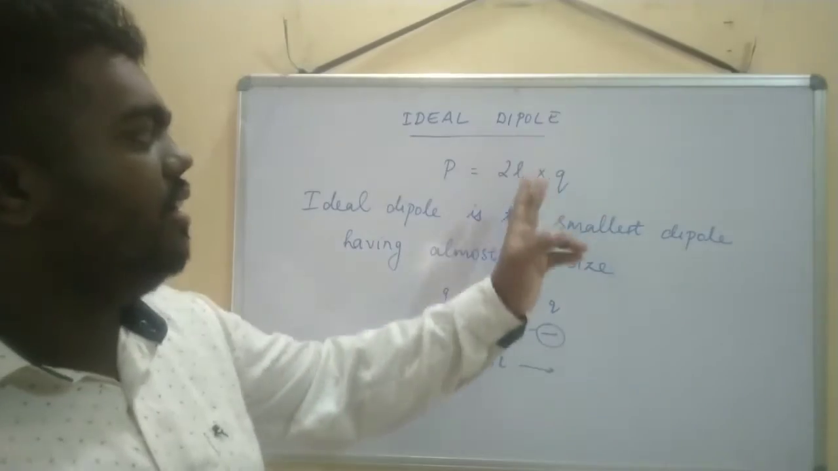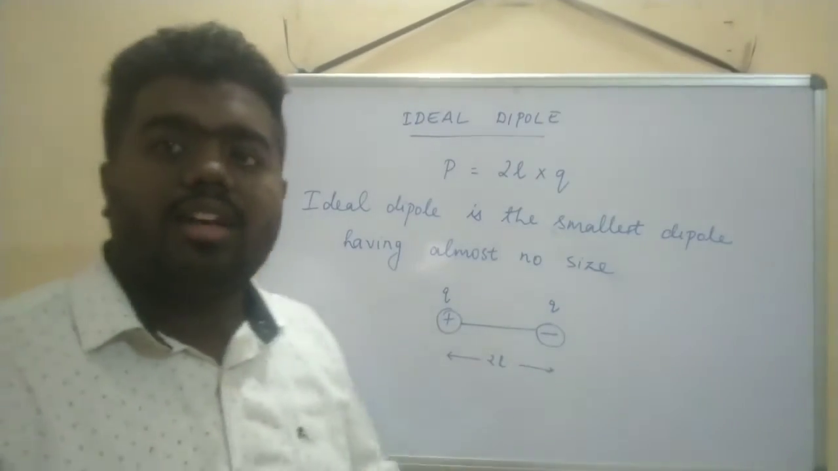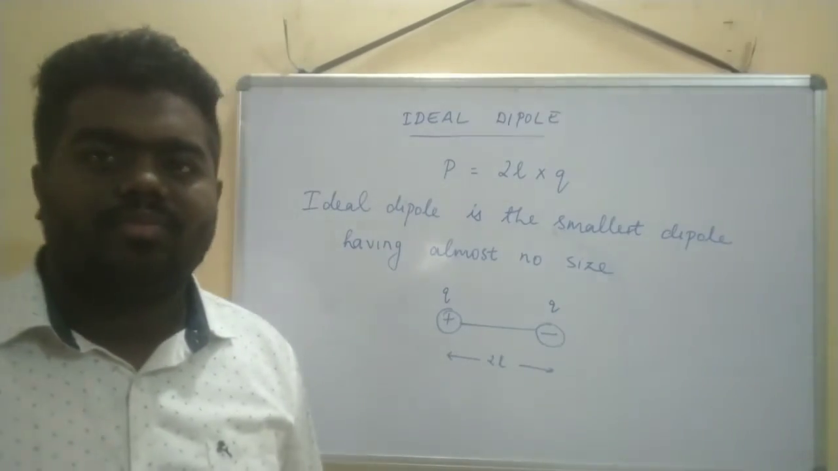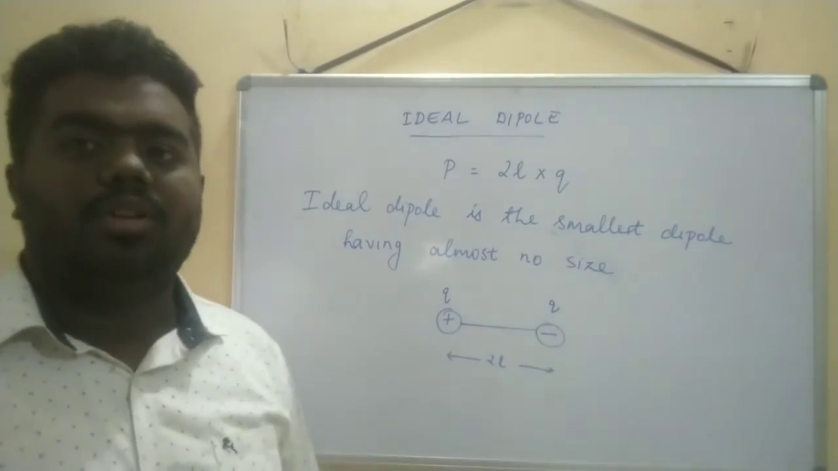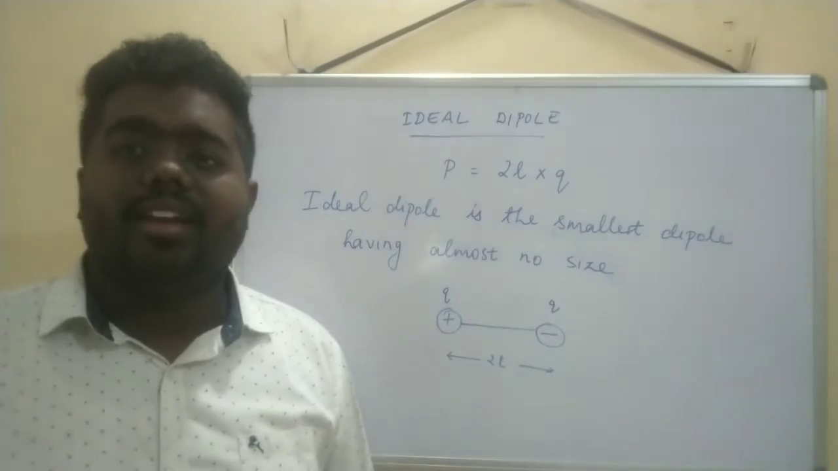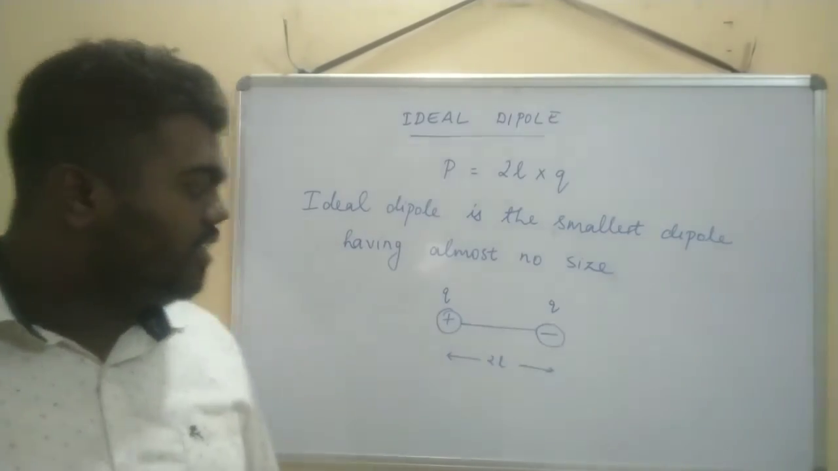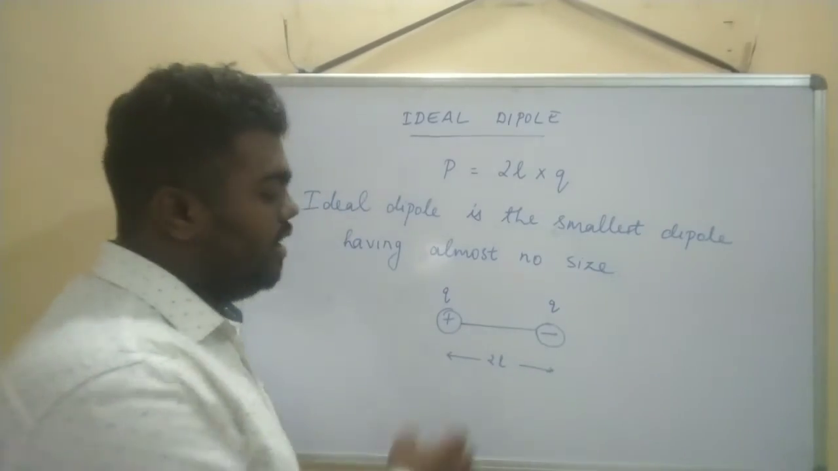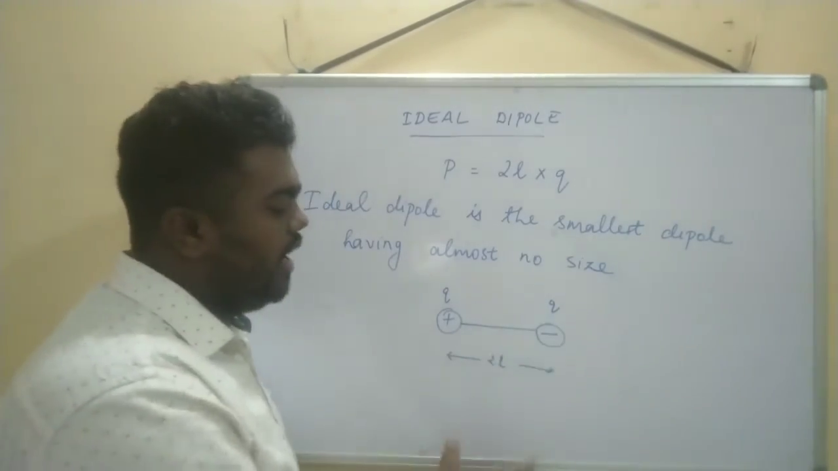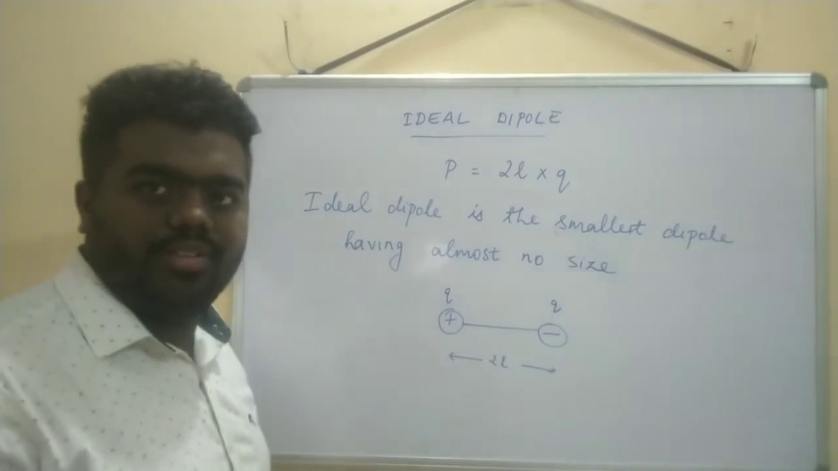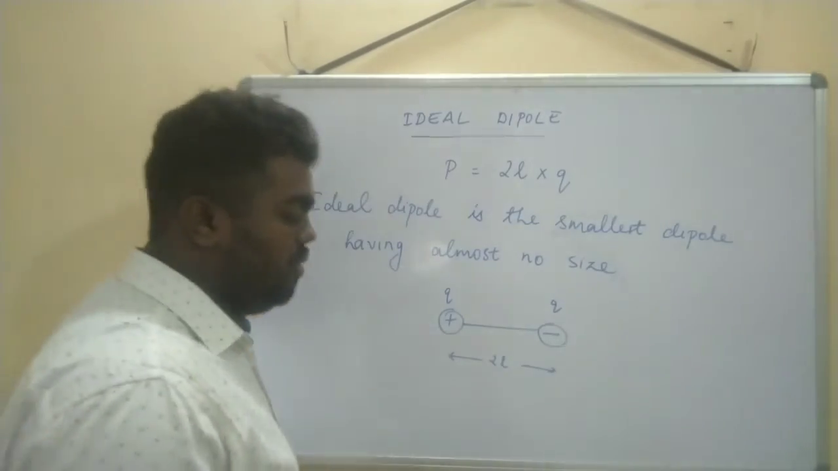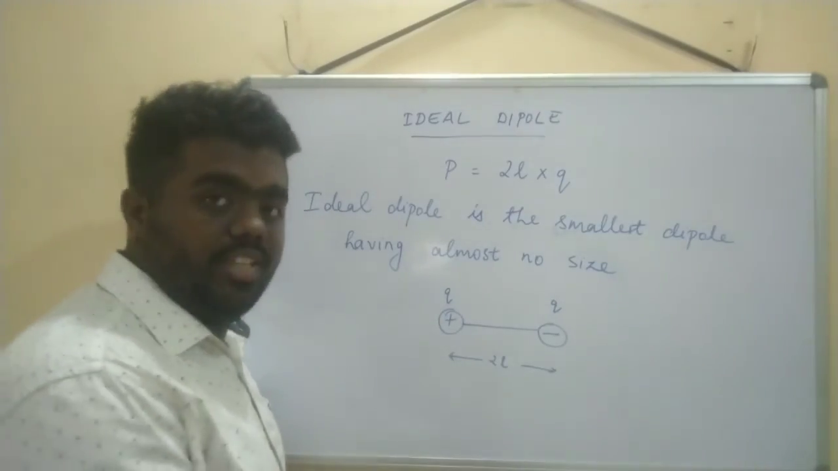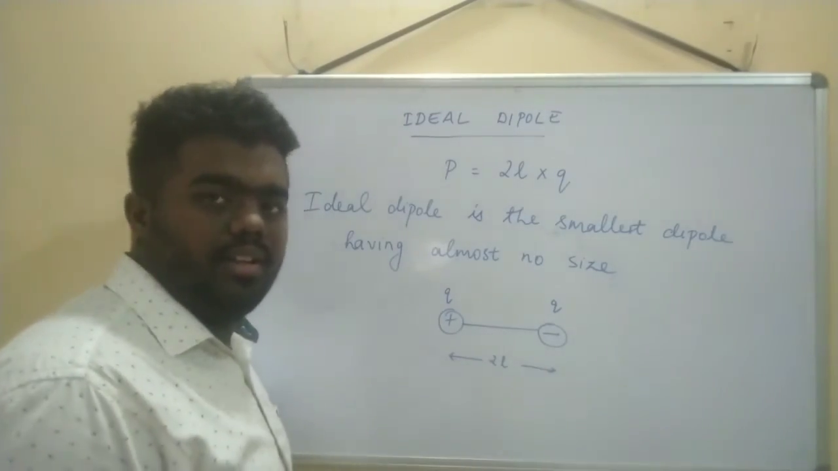Means we have to increase this and decrease this value in such a way that the value of P does not change. Then it forms an ideal dipole. Ideal means practically it does not exist. Listen how. This Q will increase, and the distance between the charges gets decreased. So see what happens. This keeps increasing. The charges are going on increasing and the distance between them is decreasing.